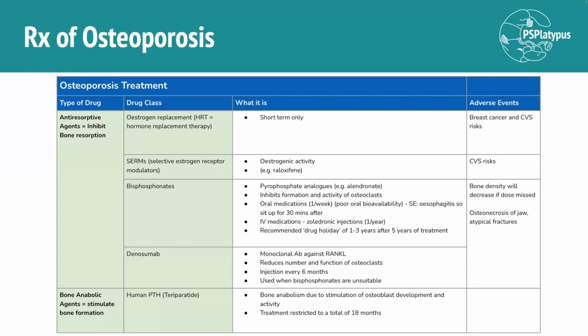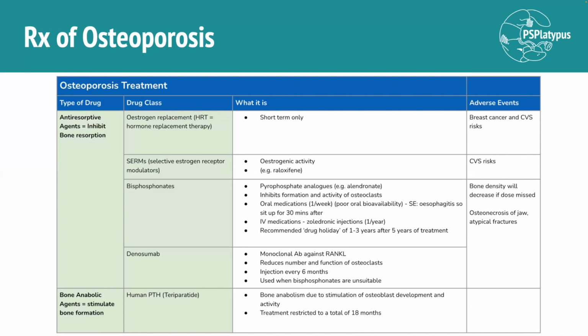This medication is usually taken orally, but due to its poor oral bioavailability, there is a strict regime that needs to be followed, and it must be followed correctly, or you might jeopardize yourself, resulting in side effects of esophagitis. Newer versions of this drug are IV medications such as zoledronic acid injections, which are once per year, which have better patient compliance and are often used when the patient is unable to follow the oral medication process, as a missed dosage will result in decreased bone density, which is the opposite of what we're trying to achieve.